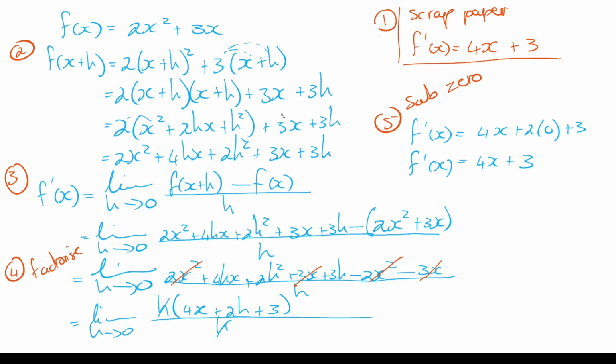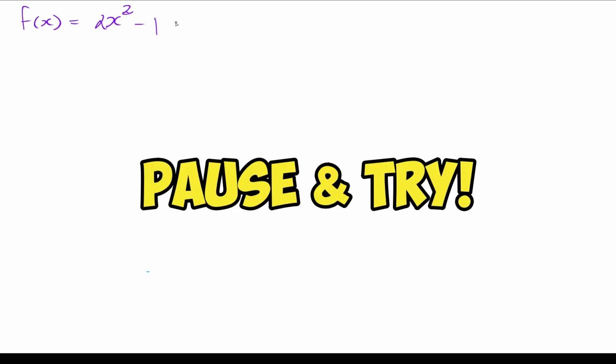So, how about you try one? Let me erase all this. And here we go. We have f of x equals 2x squared minus 1. And by the way, I forgot to mention, every question comes from a past paper. Every question. So pause, give it a shot. Let's see what you got.